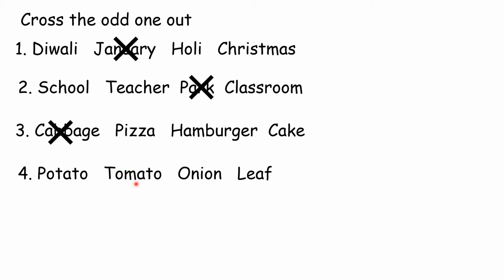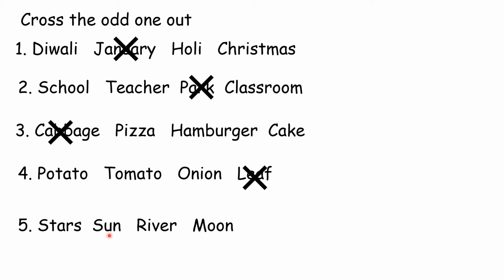Potato, tomato, onion, leaf. Which is the odd one out here? Leaf. Because leaf is not a vegetable, though it is a part of a plant like all these, but it is not a vegetable, and that is why it is the odd one out.